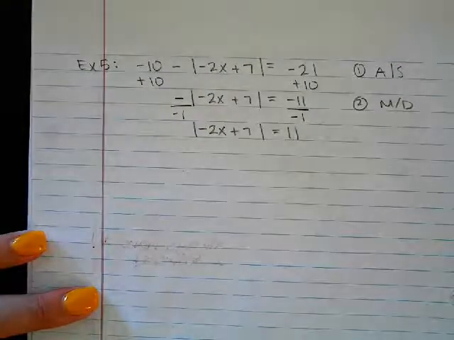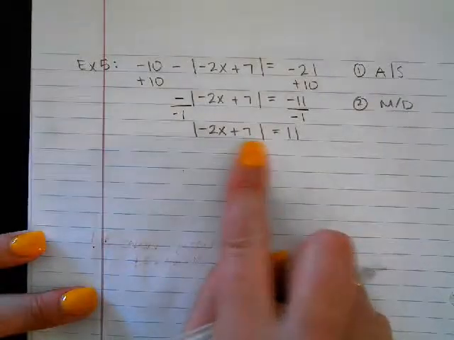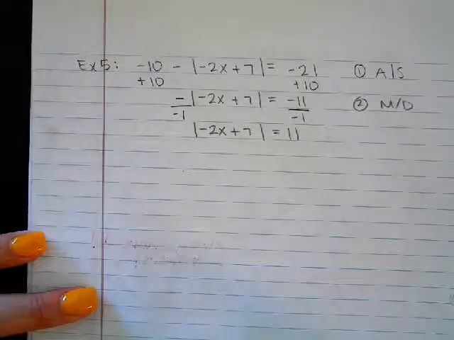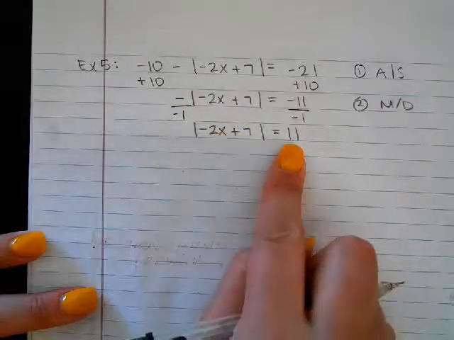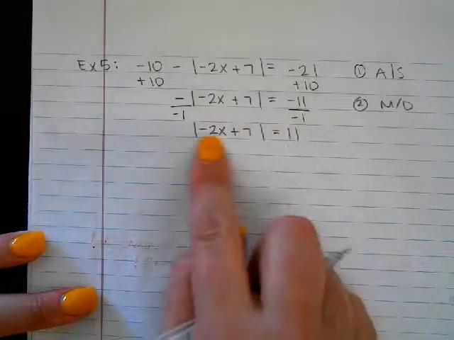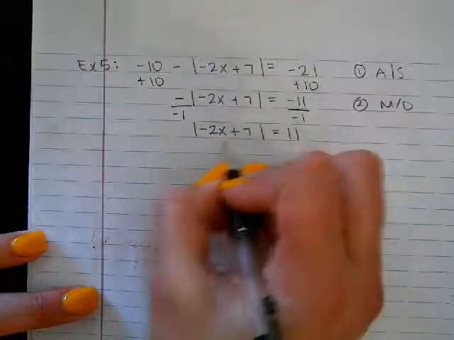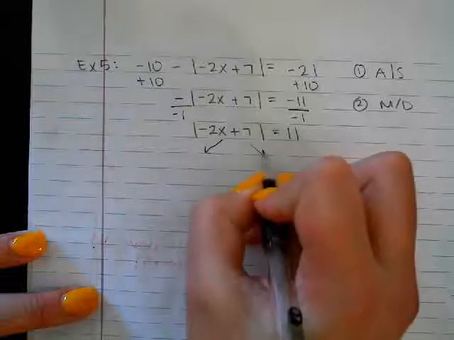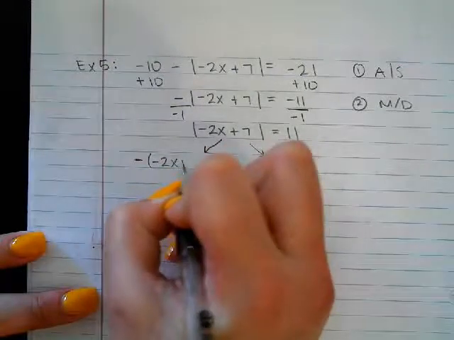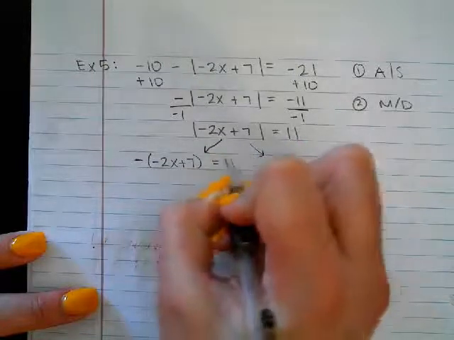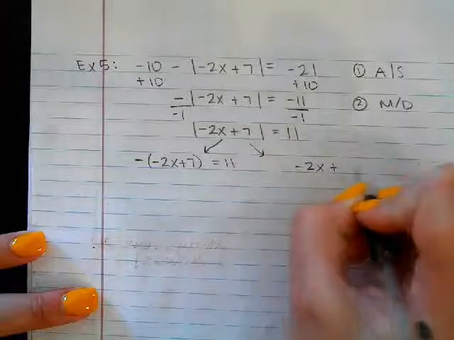At the moment when the absolute value is all by itself, that is when you can set up your two equations. So right here I have the absolute value of something equals 11. The distance of negative 2x plus 7 from 0 is a distance of 11. So this is where I can start writing my two equations. The negative version of the equation is a distance of 11. The positive version of the equation is a distance of 11.